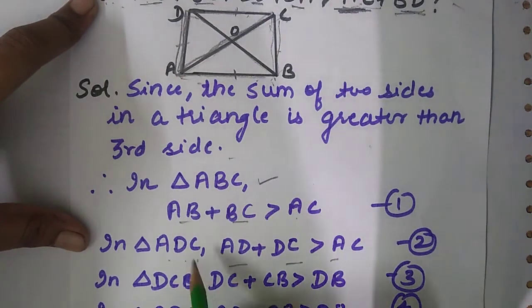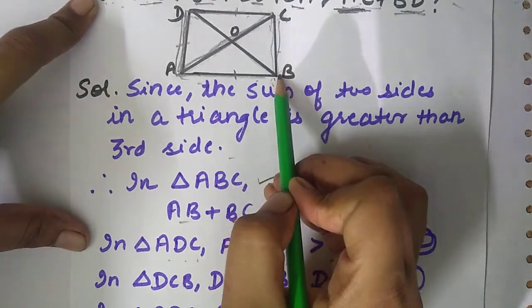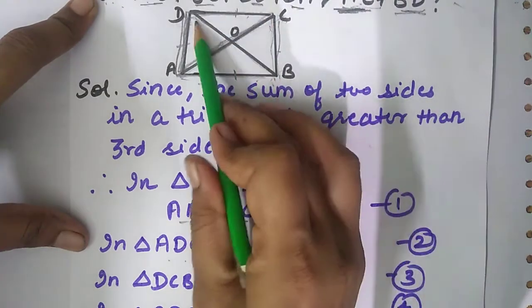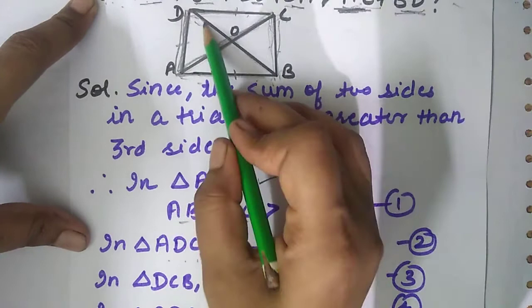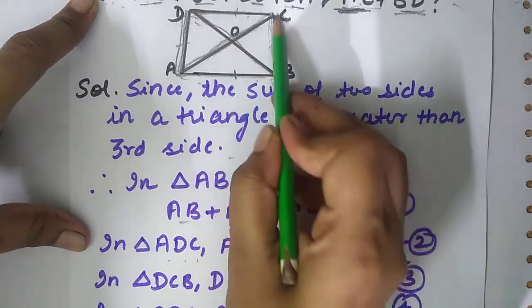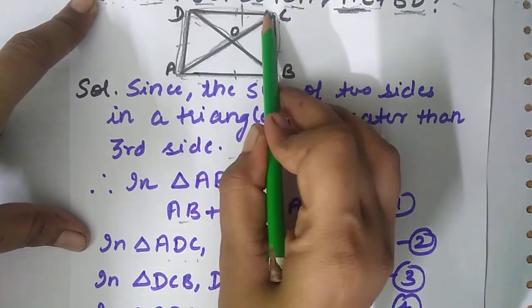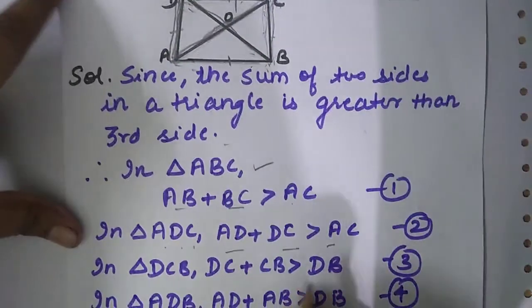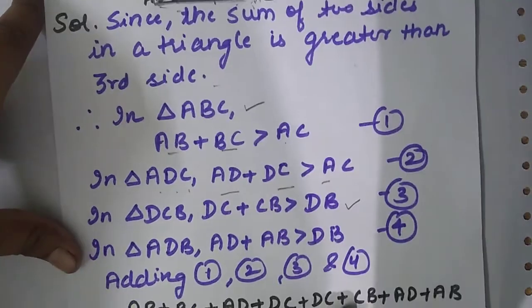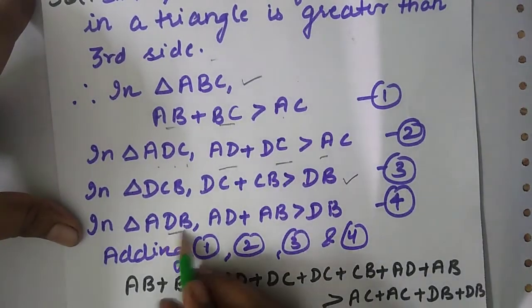Now I will take triangle DCB. Okay, this I was taking first. It's up to you, either you can take this first or this first. So I am taking this triangle now. Sum of these, that is BC plus DC is greater than DB. Same I have written. Okay, and at last I have taken triangle ADB.